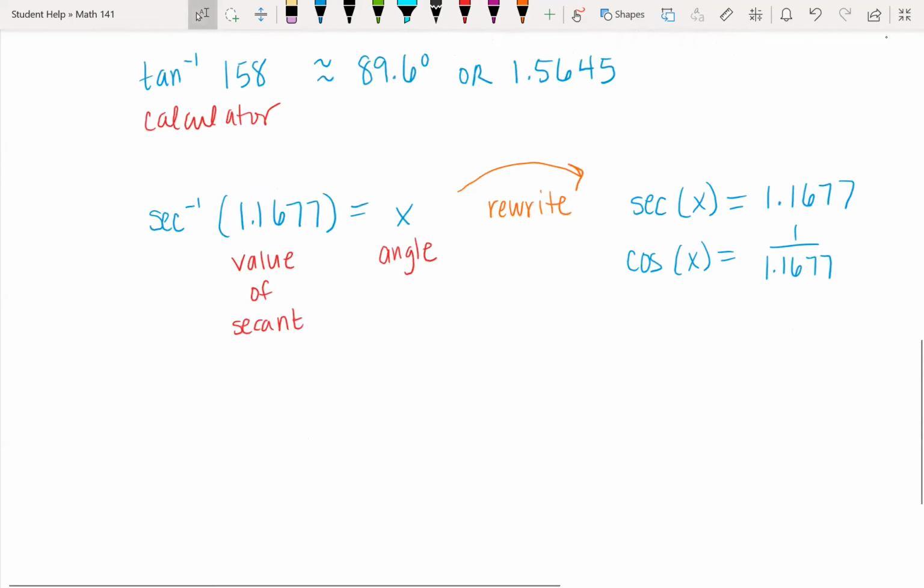So what we'll do is we'll plug into the calculator cosine inverse of 1 over 1.1677. So this is what we'll plug into the calculator.